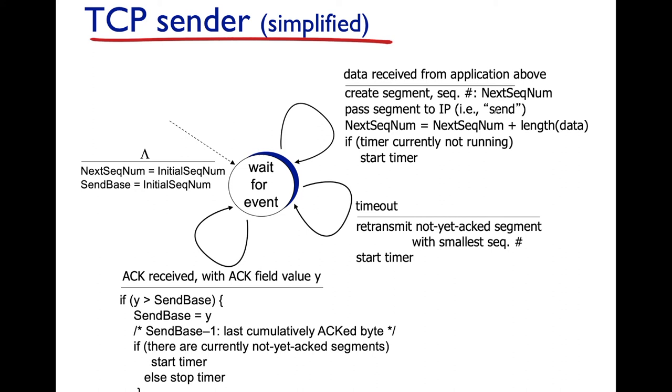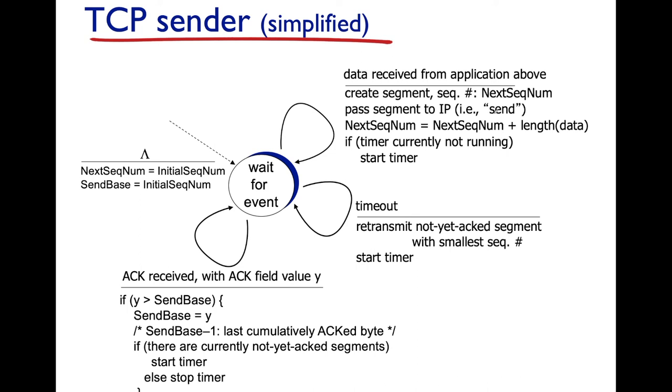So if you waited for a long time and the timeout fires, you retransmit the unacknowledged segment that has the smallest sequence number, and then you restart the timer. If you receive an ACK, you get the ACK value field from that ACK. And you check to see if it's greater than the send base. If it is greater than the send base, then you just move the send base to be that particular ACK segment or position in the stream that you got.